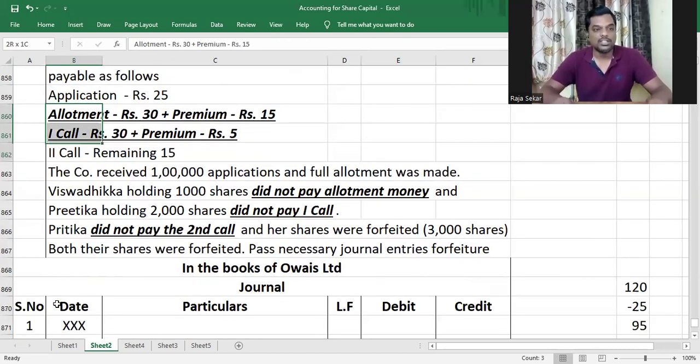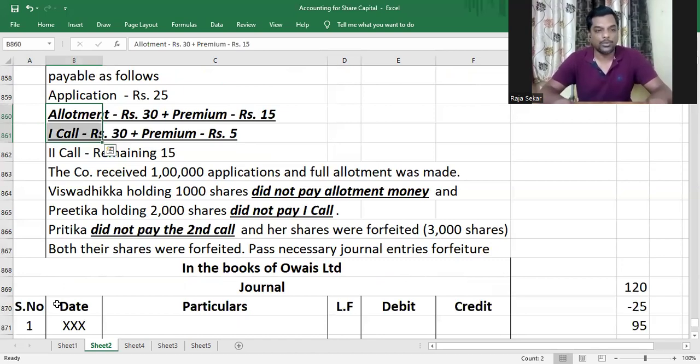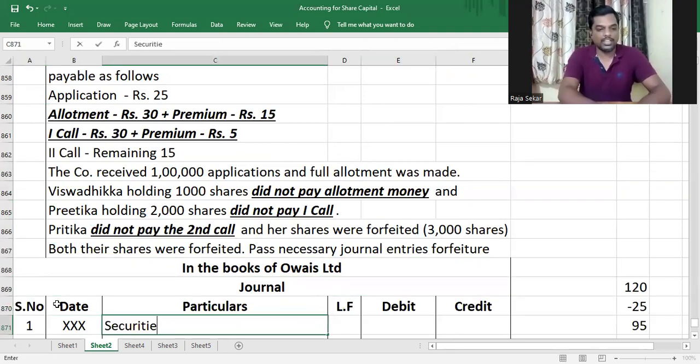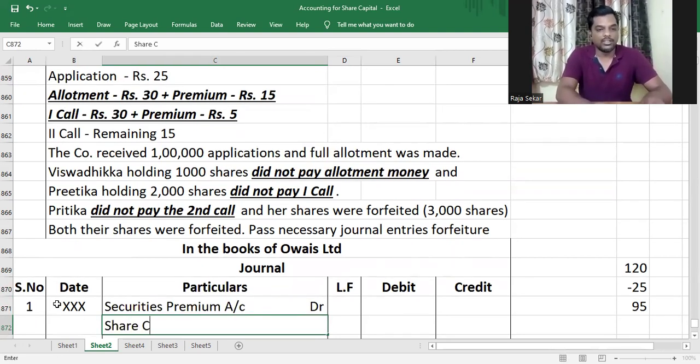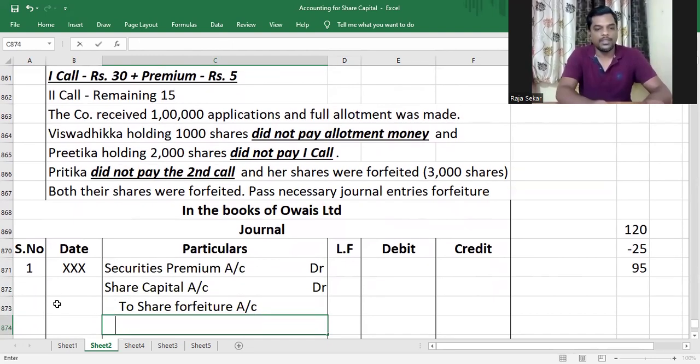Means what, my children? She hasn't paid anything after allotment, which means she hasn't paid any premium, because premium was receivable along with allotment and first call, and she didn't pay allotment. So she will not have paid any part of premium, and therefore securities premium has to be debited. Whenever premium has not been received, securities premium account will be debited. Share capital account will be debited as usual in forfeiture, and share forfeiture account will be credited. Calls in arrears account will also be credited.